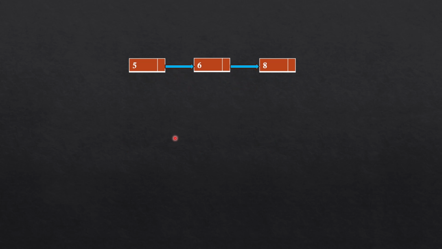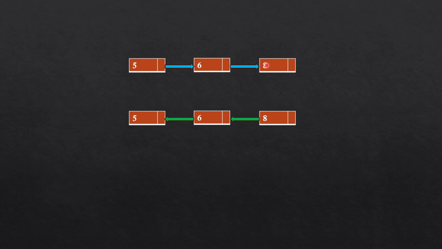So here we have a linked list and it contains 5, and it has a reference link to the next node which is 6, and the 6 has a reference link to the next node that is 8. Okay, and in this video we are going to reverse a linked list.